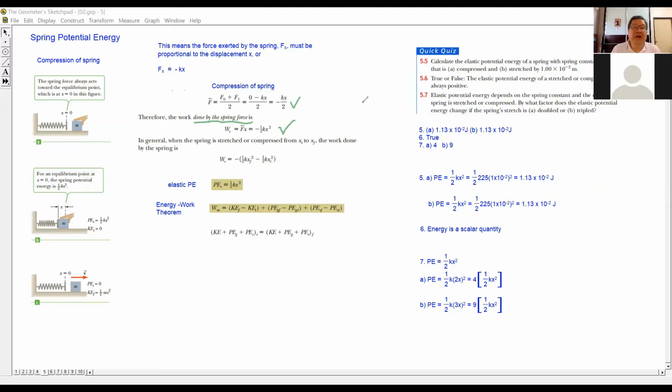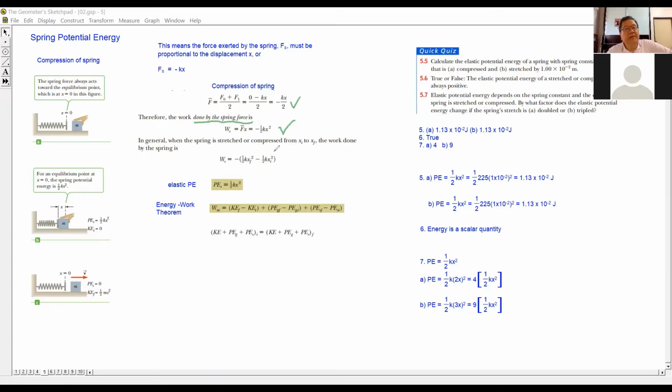So if there's friction, then the work done, you have to deduct from that. Deduct the work done against friction. But in this case, we assume that there's no friction first. Later on, we introduce friction. In our problem, we introduce friction.